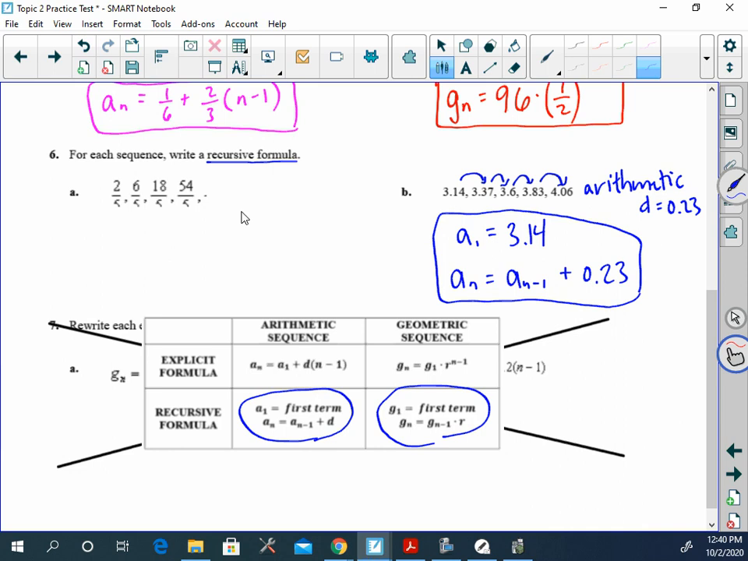Okay, and we're going to do a similar thing over here. So if we look over at this one, the denominator's staying the same all the time, so you can just focus on the numerator, and it looks like this numerator is getting multiplied by 3. And that holds up here. It's multiplied by 3 and multiplied by 3. So this is going to be geometric.